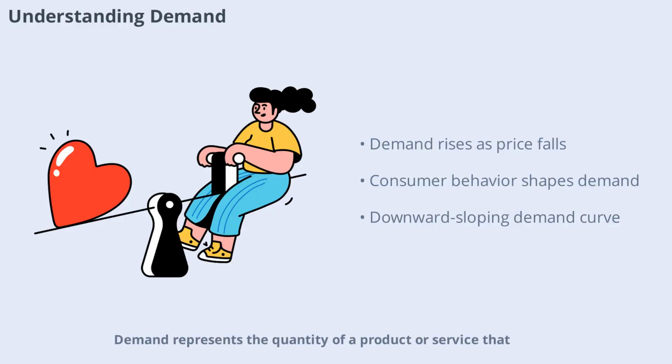Demand represents the quantity of a product or service that consumers are willing and able to purchase at different prices. Typically, as prices decrease, demand increases because more consumers find the product affordable. The demand curve usually slopes downward, illustrating this inverse relationship.